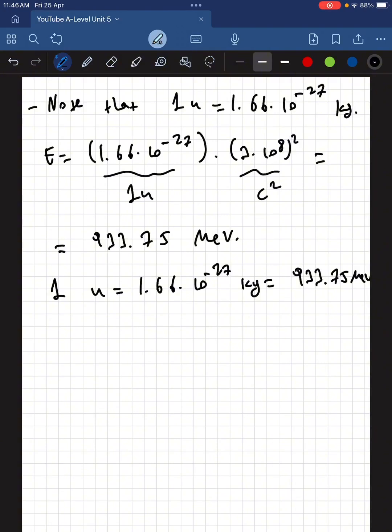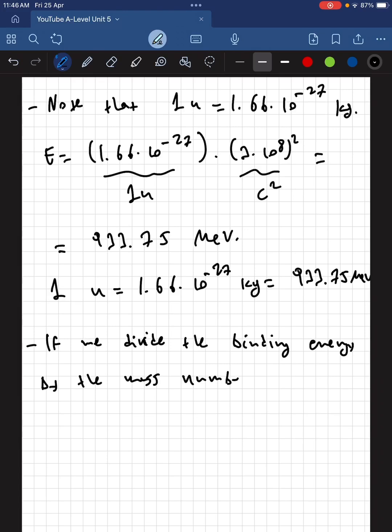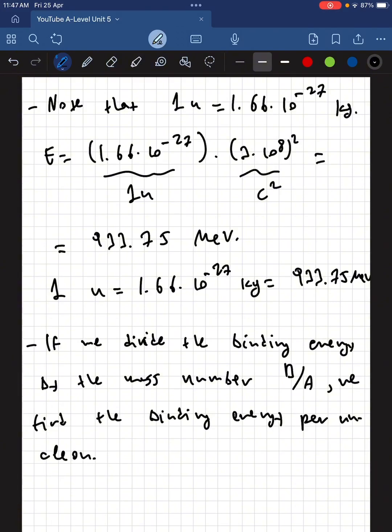Okay, now let's go see another thing that is very important in nuclear physics. It's called the binding energy per nucleon, I'm sorry. If we divide the binding energy by the mass number, so binding energy over the mass number, we find what is called the binding energy per nucleon. So this is a number between 2 MeV per nucleon to about, I think, 8.4 MeV per nucleon.